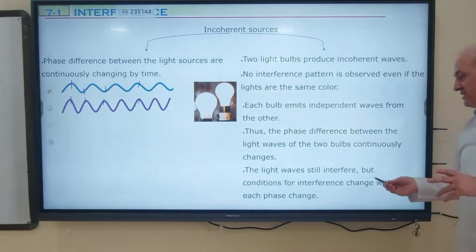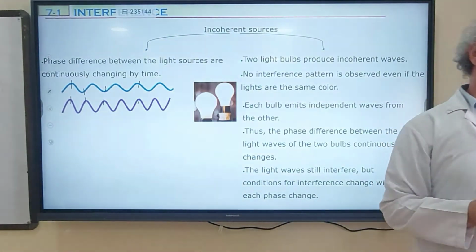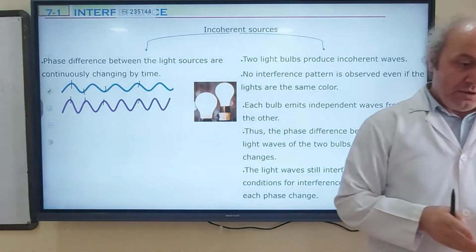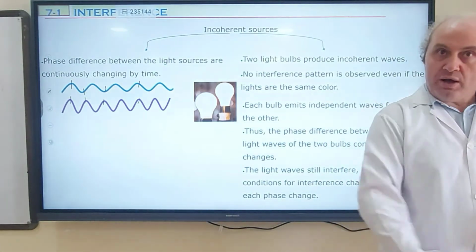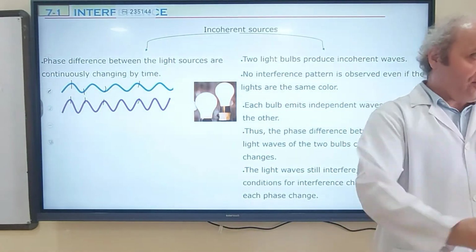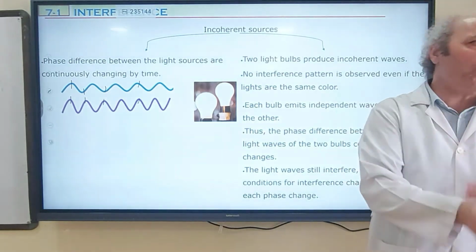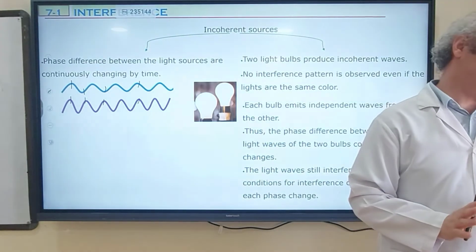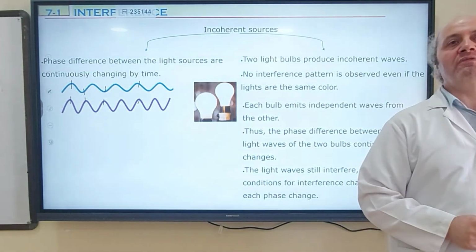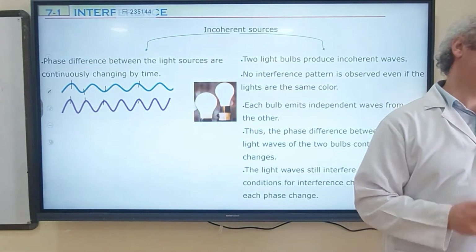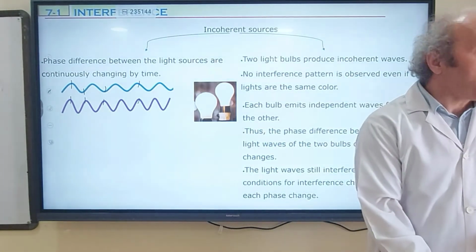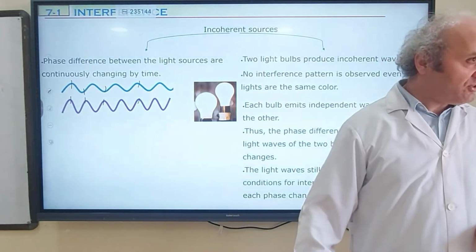So light waves still interfere. Interference always exists between same colors, always. But one is constructive, then destructive, then constructive, then destructive. It's changing so quickly that your eyes are unable to detect this. To make it observable, what should we do? We should use two coherent light sources. So one point must be always destructive, another point must be always constructive.